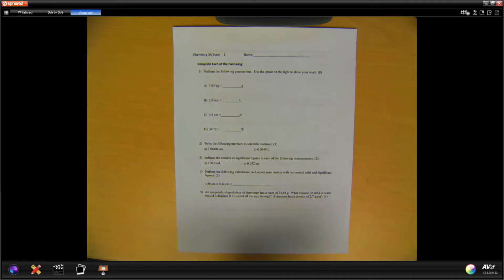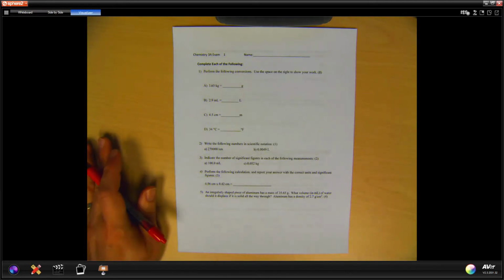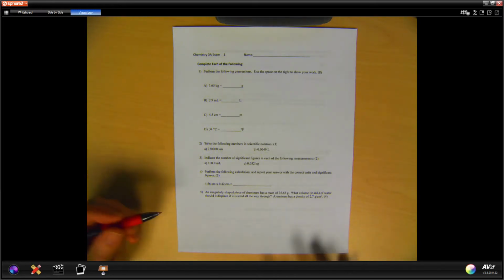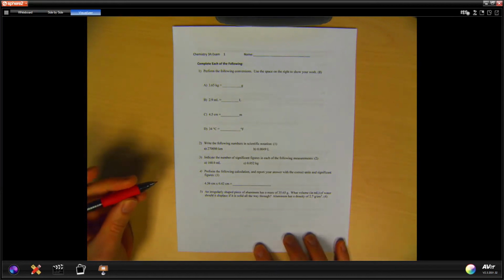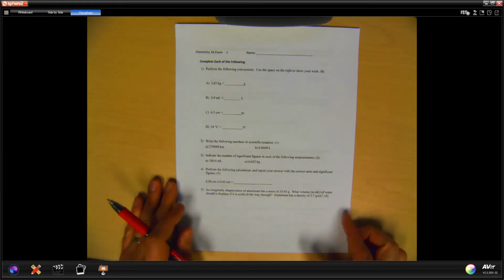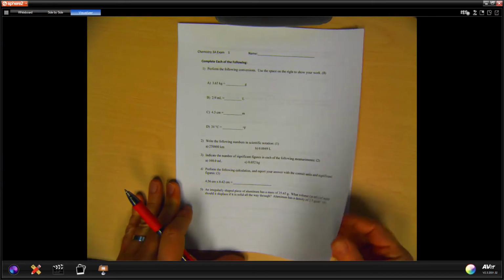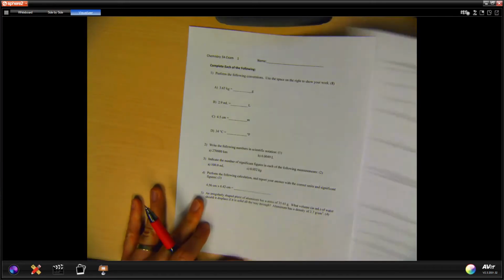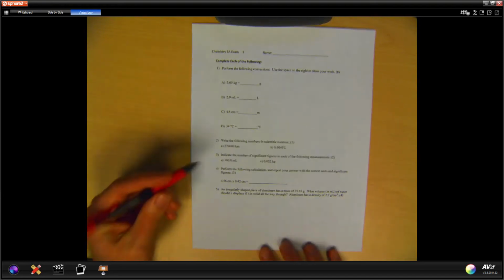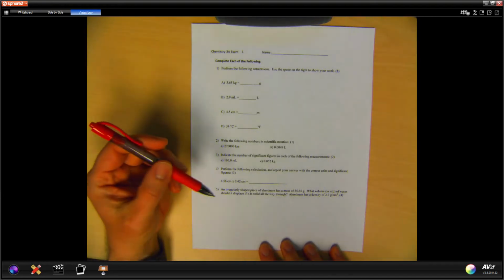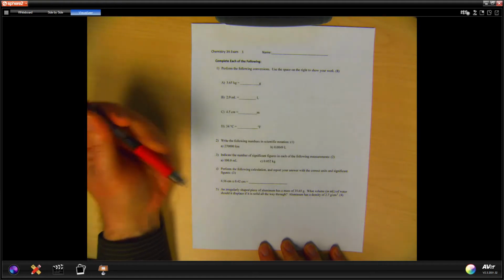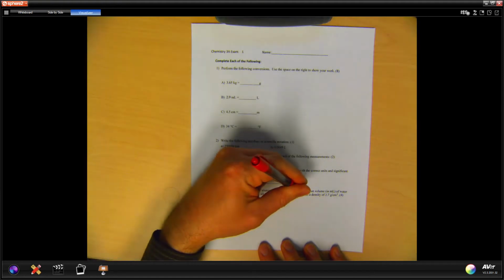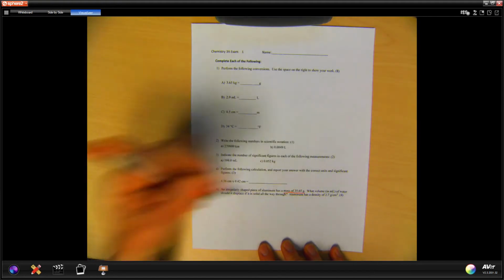Okay, so let's look at these questions. The first question, I'm just gonna go in the order that they are on the exam. Was question number 5. So I'll go ahead and read this and talk about how to answer it. So the question is: an irregularly shaped piece of aluminum has a mass of 35.65 grams. I'm going to underline that. That's probably going to be important.